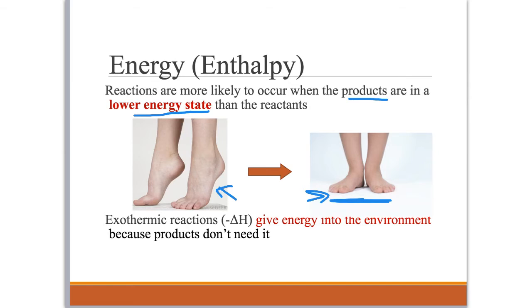Exothermic reactions, remember, have a negative delta H, the symbol we use for enthalpy, because they can give up some energy into the environment because they don't need it. That negative sign is telling us that it's being removed from the chemicals.